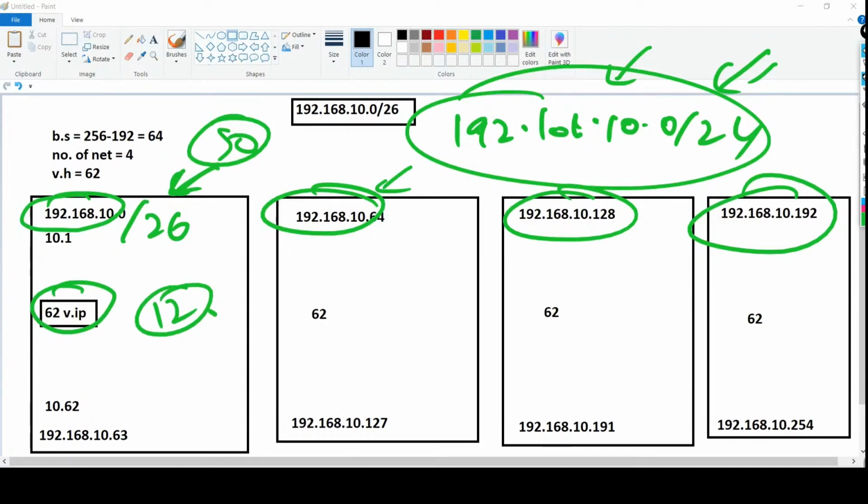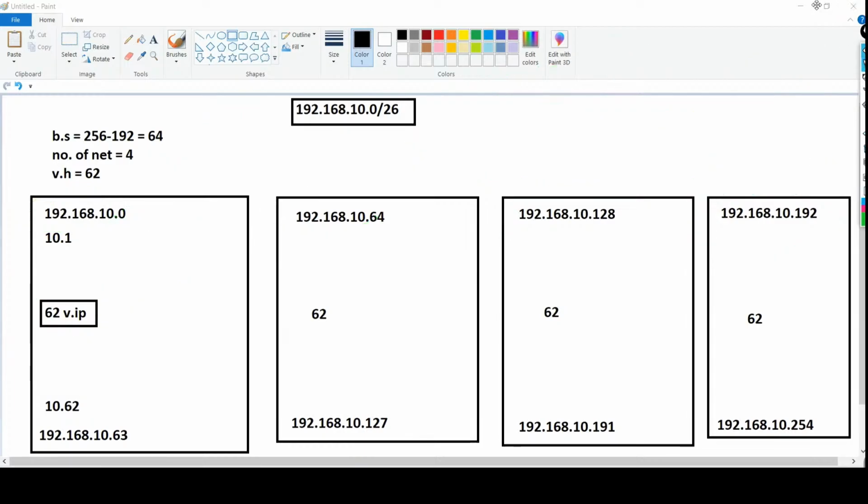Okay. And I have shared one book of CCNA as well. Let me show you that.